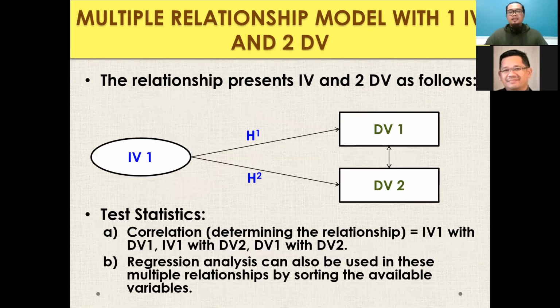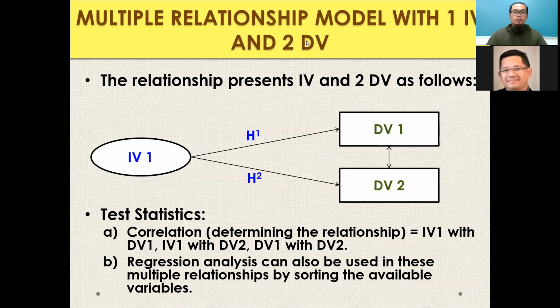So in other words, we have 1 IV and 2 DV. The relationship between IV1 and the 2 DV is as follows. Test statistic: correlation determines the relationship of IV1 with DV1, IV1 with DV2, and DV1 with DV2.